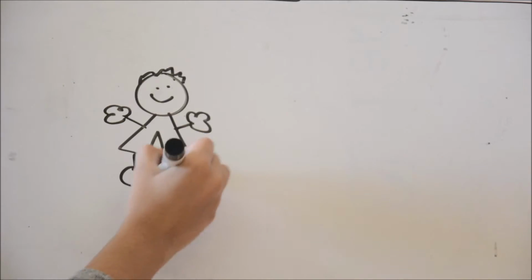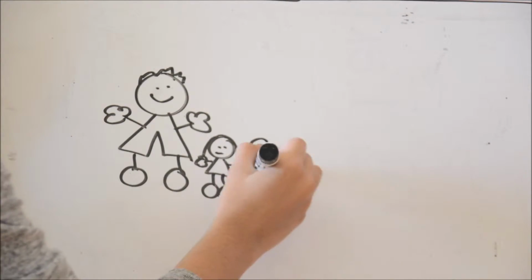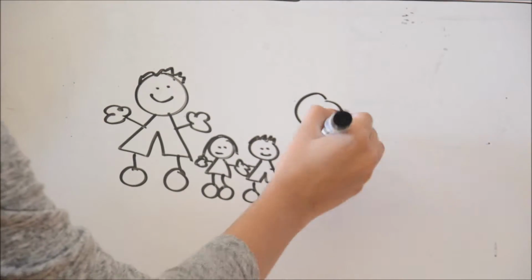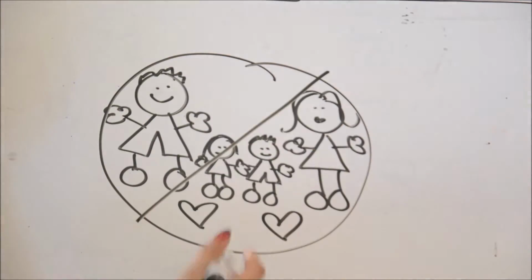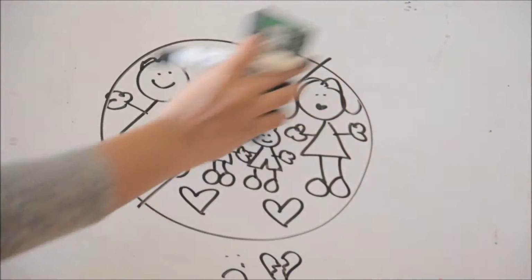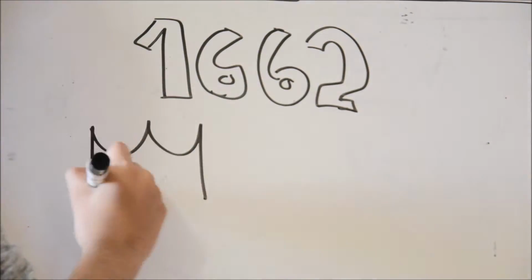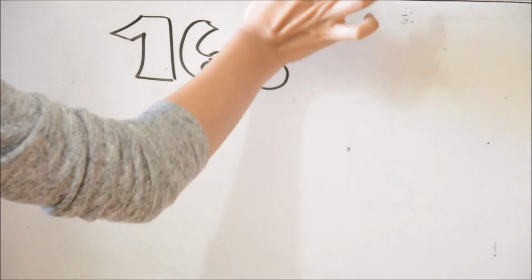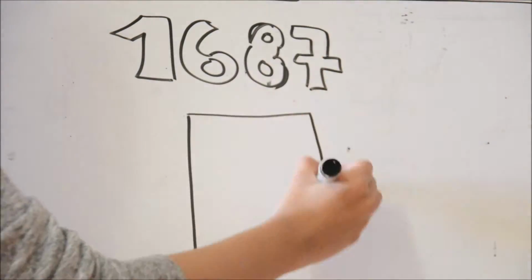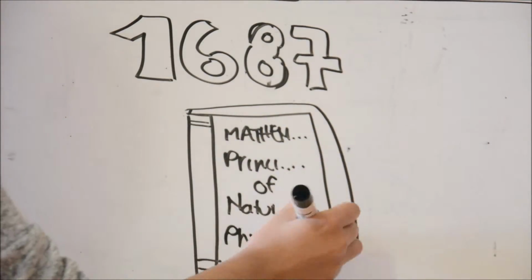His mother got married again, and she left him with his uncle. In July 1662, he founded the Royal Society, and in September of 1687 he published the complete book of Principia to the Royal Society.